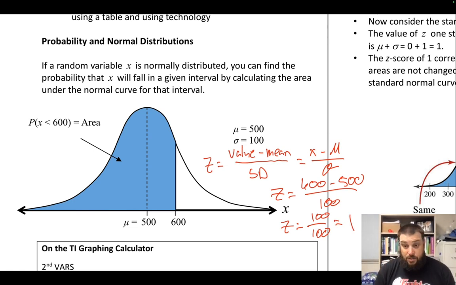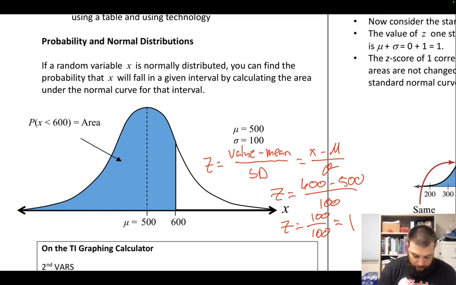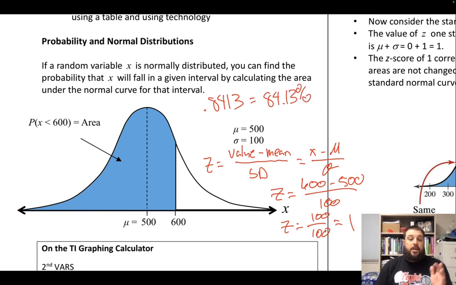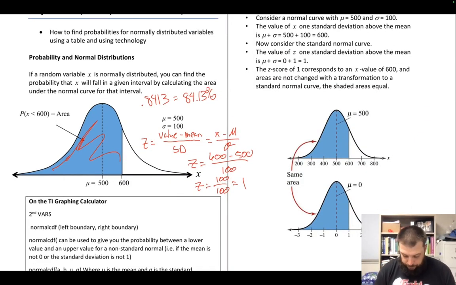And so we can take that z-score of 1 to our table. All right, so our z-score of 1, so 1.00, 0.8413. And so the probability of this is 0.8413 or 84.13%. And that would be the probability that any value would fall within this shaded area there. And we're not going to worry about the graphing calculator.